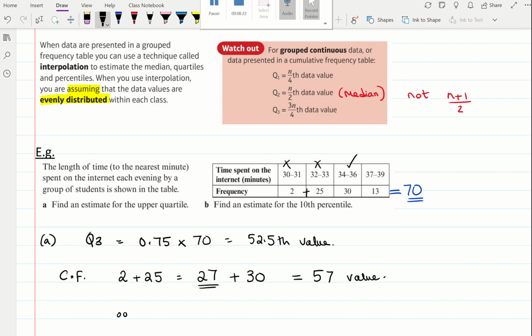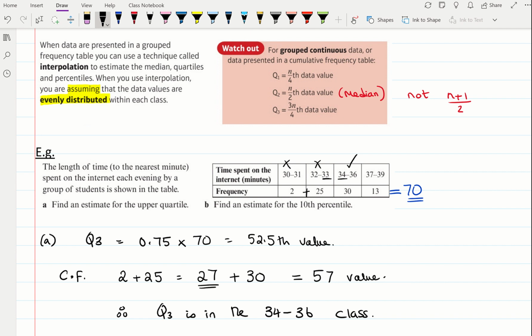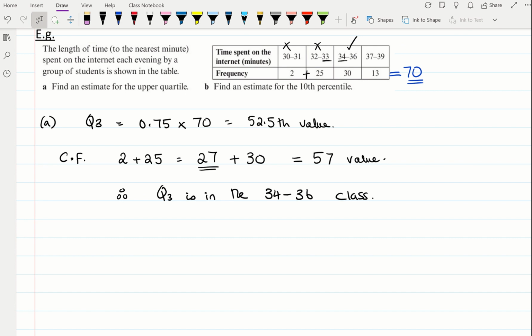Therefore, the upper quartile is in the 34 to 36 class. I know that, and I know that the values are continuous. So even though the number of minutes says this ends at 33 and this starts at 34, what happens to people who do 33.2 minutes or 33.3 minutes? It's continuous, there's a range. So there's something missing here, the people that are above 33 and below 34.